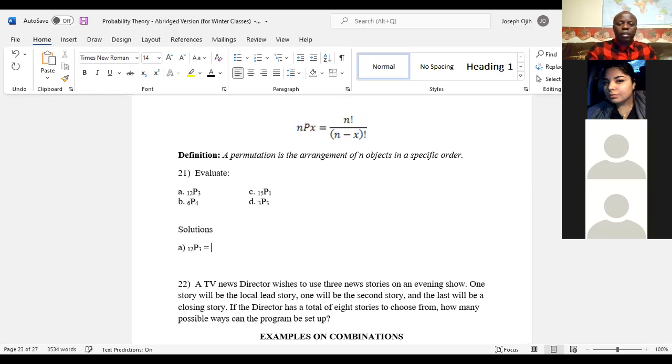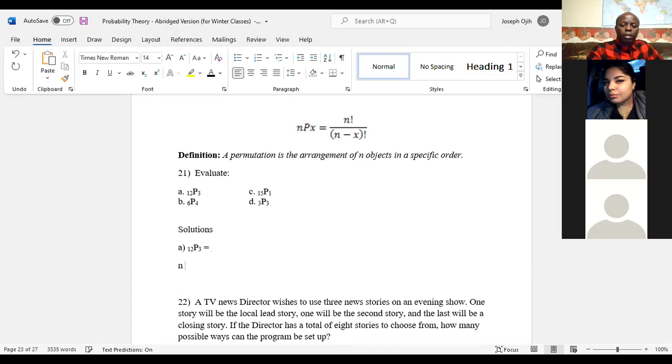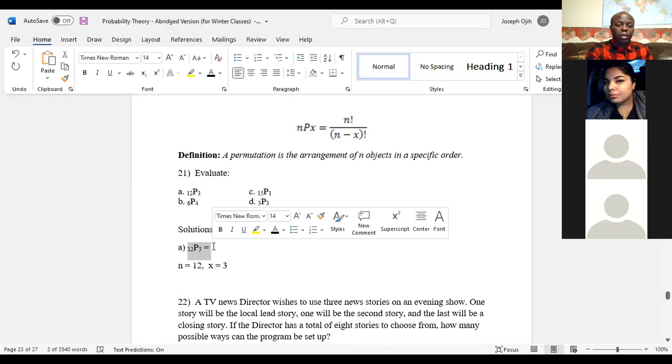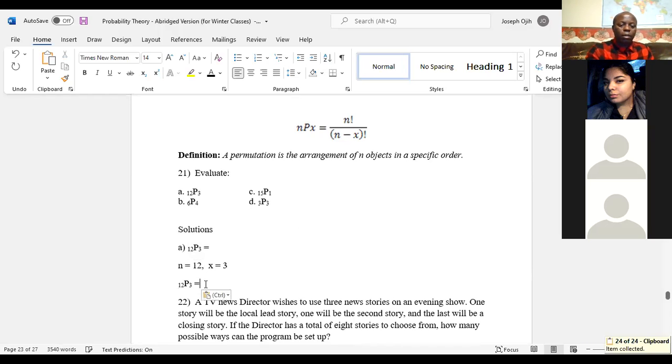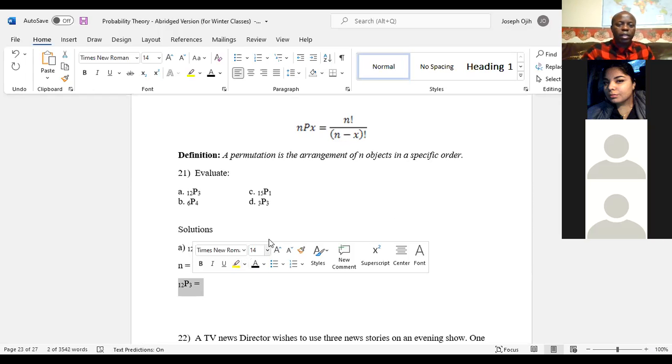But like I said, if you want, you can solve it manually. Otherwise, for this class, we'll be using a calculator. What we need here is that for this one, our n is 12 and our x is 3. So when we plug this in, we can get the answer that we want. 12 permutation 3 you can get from the calculator right away.